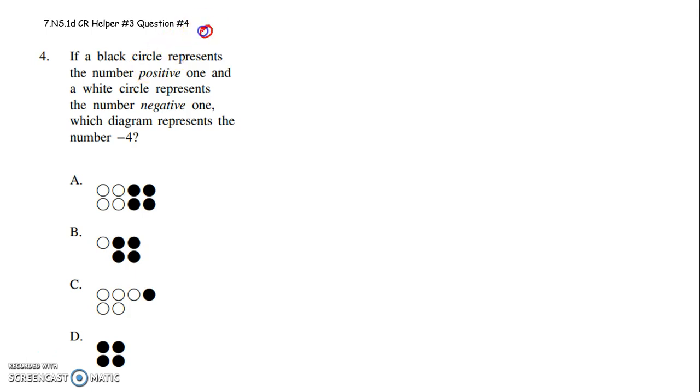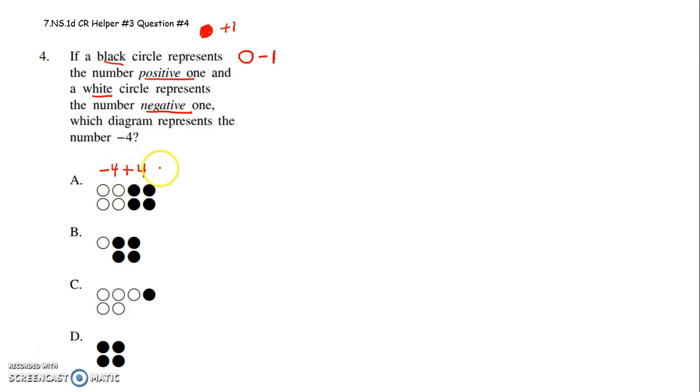They're saying black circles represent +1. And they're saying white circles represent -1. All right. I just got to make sure I have that. So white circles represent -1. So this is -1, -2, -3, -4. That would be -4. And black circles represent +1. 1, 2, 3, 4. So this represents -4 plus 4.